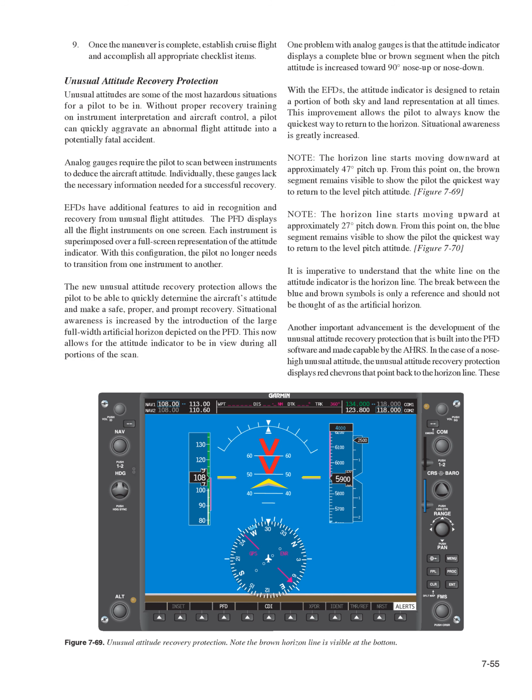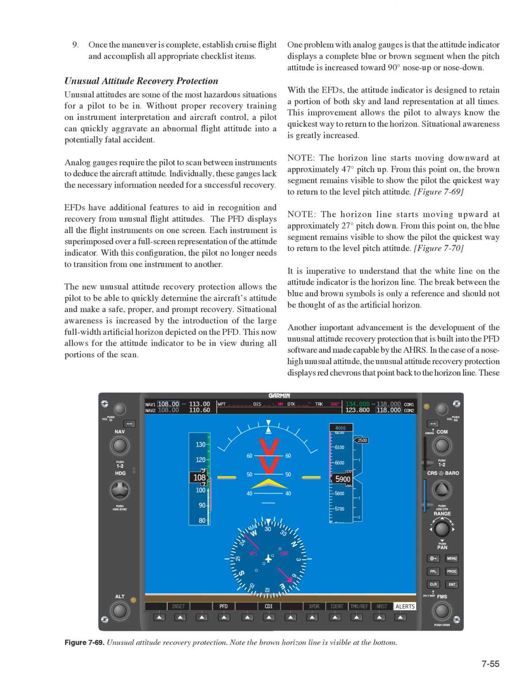The problem with analog gauges is that the attitude indicator displays a complete blue or brown segment when the pitch attitude is increased toward 90 degrees nose up or nose down. With the EFDs, the attitude indicator is designed to retain a portion of both sky and land representation at all times. This improvement allows the pilot to always know the quickest way to return to the horizon. Situational awareness is greatly increased.